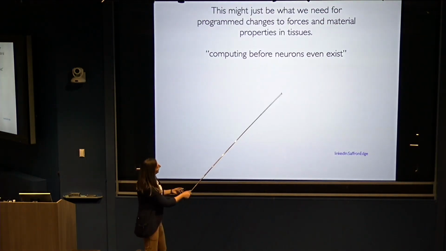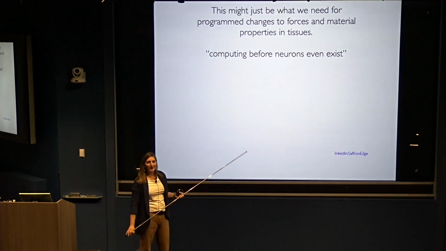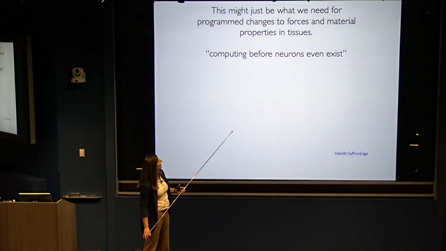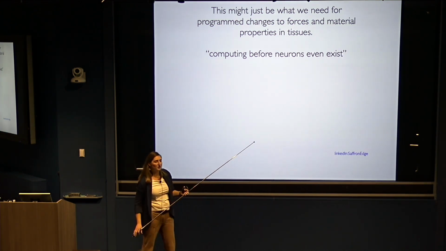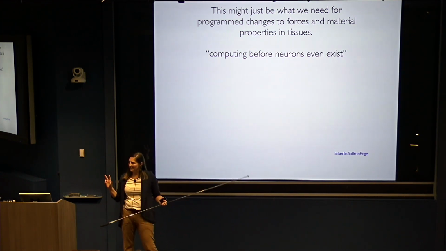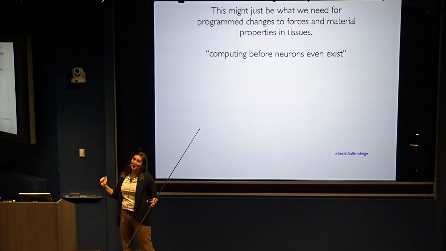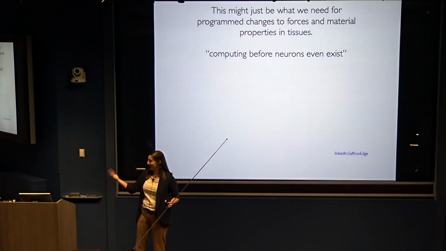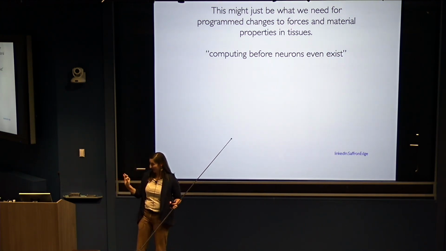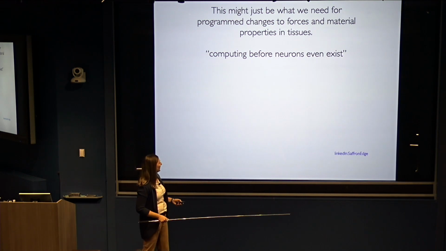Okay, and so the idea is, I think this might be just what we need in order to program changes to forces and material properties in tissues, because of course what we're trying to do is basically doing computation before there's neurons that have evolved. There's no neurons in these early embryos, but you need to execute these tasks and you need to do it with exquisite control, and I think it's a really interesting idea.